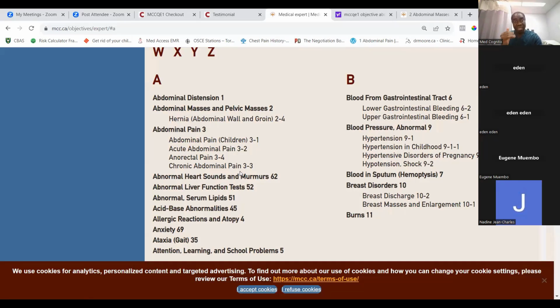And acute abdominal pain, you want to master abdominal pain causes which can kill the patient, and those which are not necessarily life-threatening in the immediate sense. So if you're able to manage and understand abdominal pain causes which can kill a patient, if you are asked the question in, say, the CDM about a patient who has come to the ER with sudden onset abdominal pain, what are your differentials? You are going to list those ones. Then you also have to master abnormal heart sounds and murmurs and abnormal liver function tests. We've reviewed all these things, and abnormal serum lipids, acid-base abnormalities, allergic reactions.